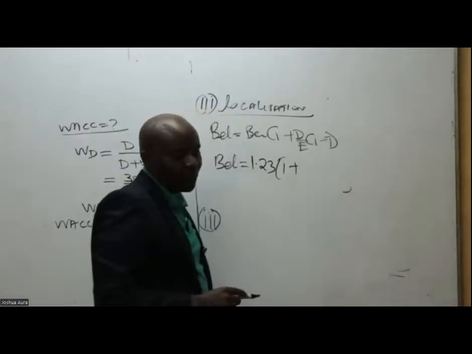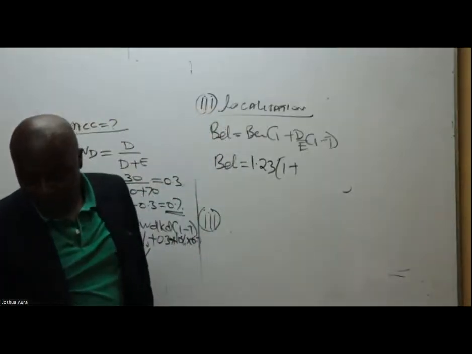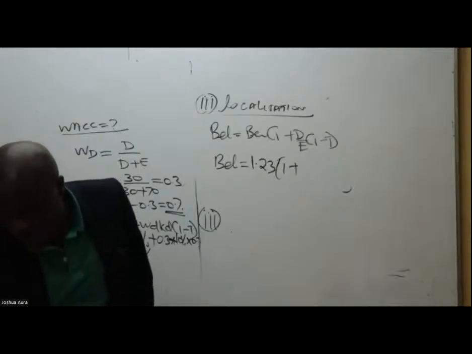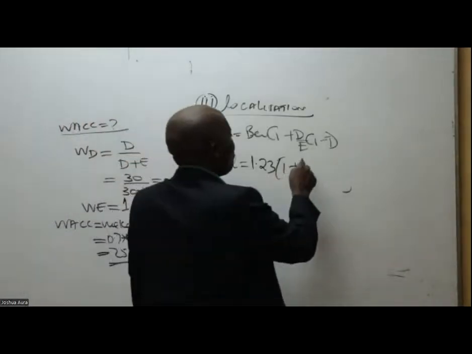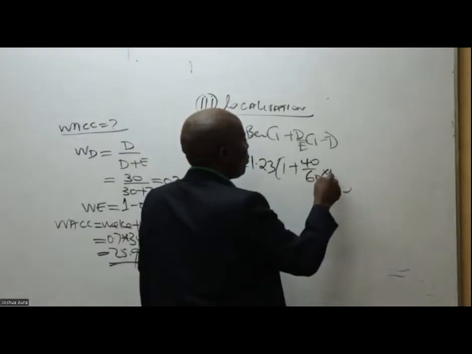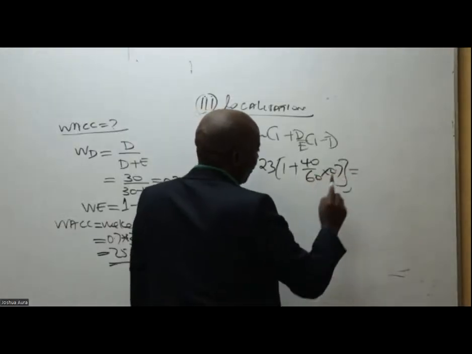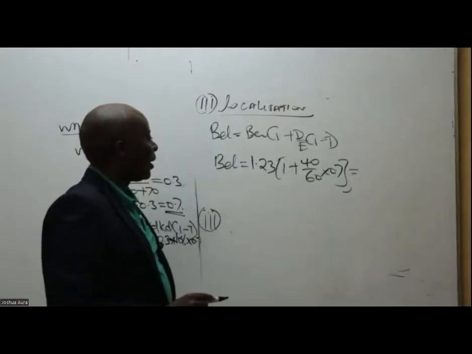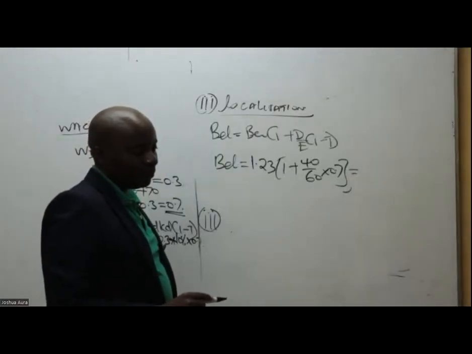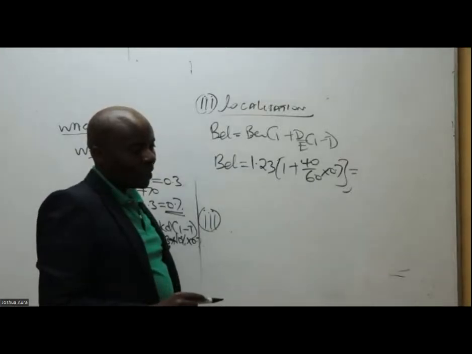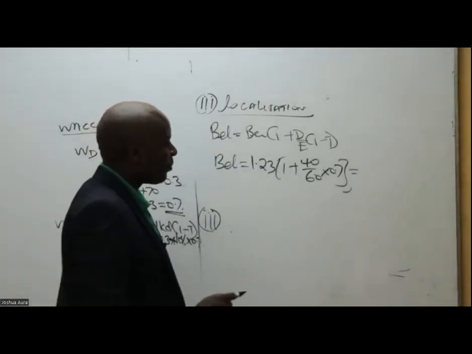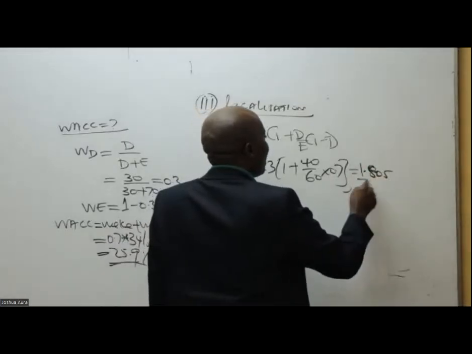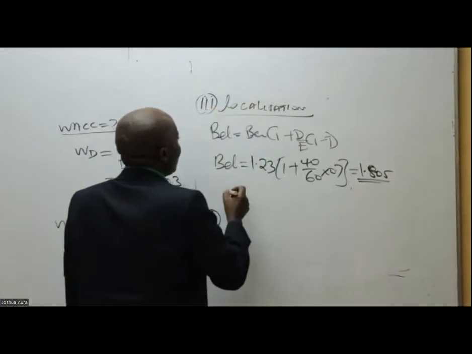They have given us the debt percentage as 40, 60. So plus 40 over 60 times 0.7. Could you kindly give me the final answer there, the bell? So 1.805. Once I get this 1.805, I'll be able to move to the next thing.